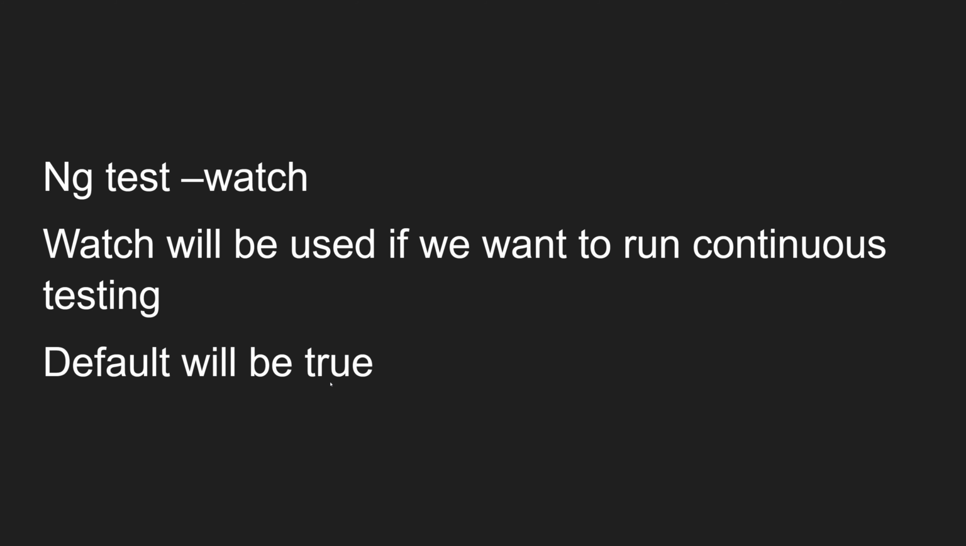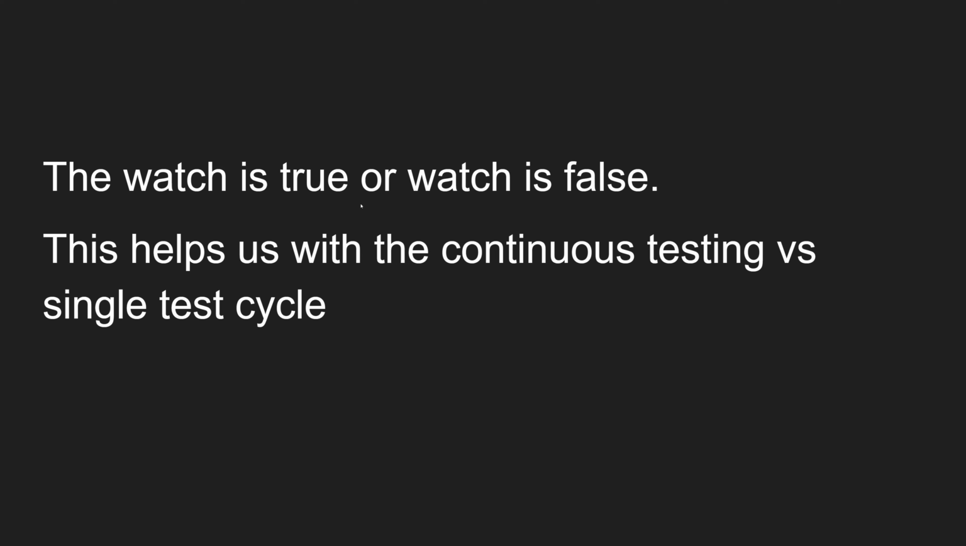When you run this ng test command, it will always try to watch for changes. Whenever the code changes, it will immediately run all the test cases. So the watch is true or watch is false. This helps us with continuous testing versus a single test cycle. Continuous testing means it will keep testing every time you change the code. Whereas a single test cycle means when you run the command, it will execute all the test cases and give you the report. That's it, finish. Only a single time it will test.